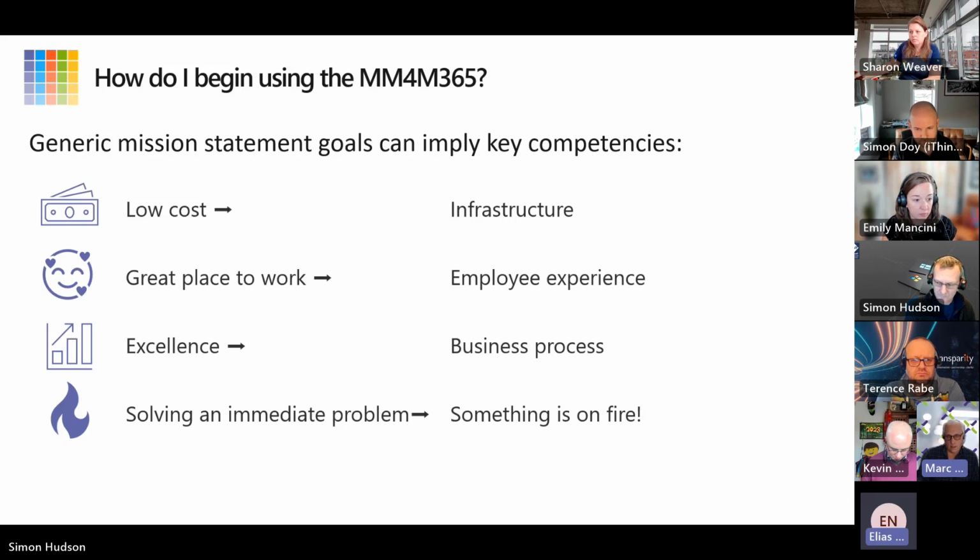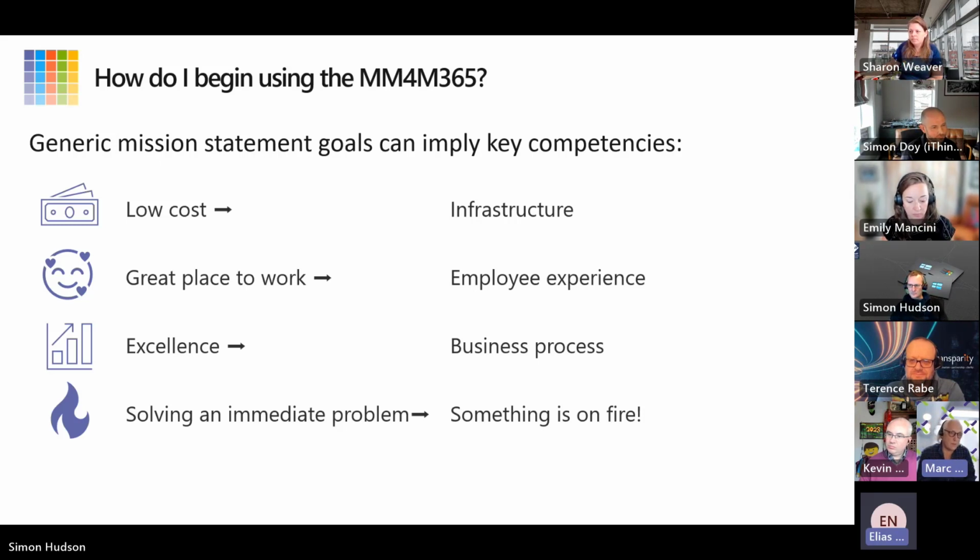And these are really illustrative, but they're a way for you to start thinking about how do we frame which competencies are the most important to us as an organization? If the mission statement says we're going to have the best place to work, then employee experience is clearly very important. So maybe that's one that you should start with. If your mission statement says something about operational excellence, or elegance, if you're going to dress up nicely, business process is probably something that you should think about putting in there first.